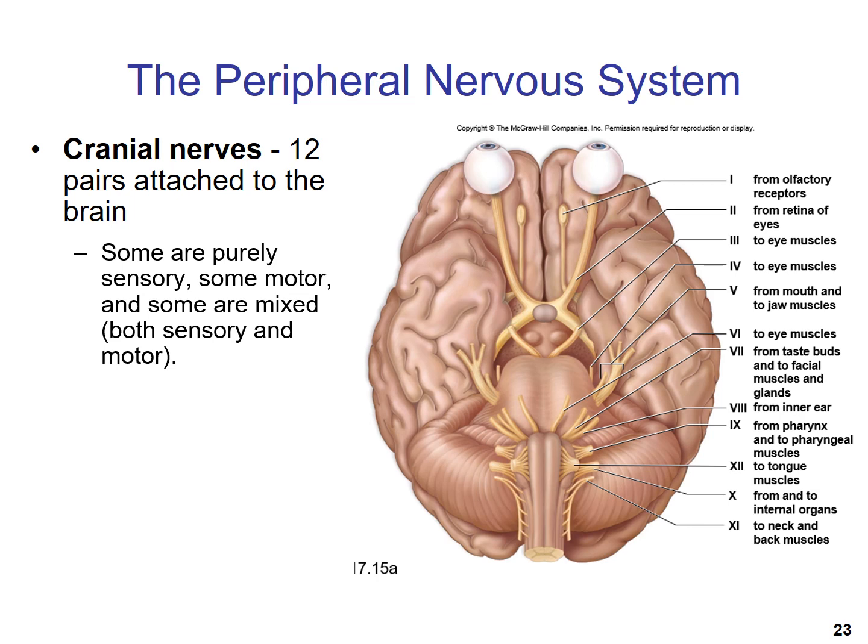Now the oculomotor, which is nerve number 3, is a strictly motor nerve. So it has nothing to do with vision. It has everything to do with moving the eyeballs around in the socket. Same thing goes for the trochlear, which is cranial nerve number 4.